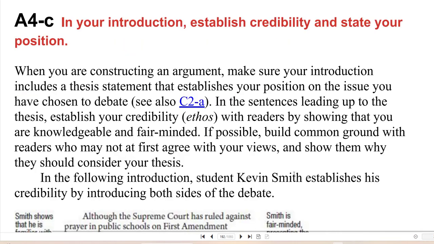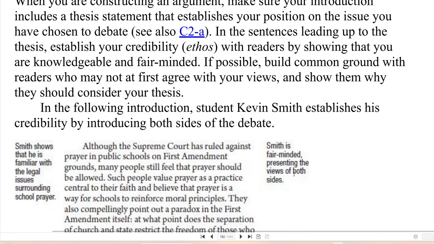And so when you are constructing an argument, make sure your introduction includes a thesis statement that establishes your position on the issue you have chosen to debate. In the sentences leading up to this thesis, establish your credibility, ethos, with readers by showing that you are knowledgeable and fair-minded. If possible, build common ground with readers who may not at first agree with your views and show them why they should consider your thesis.